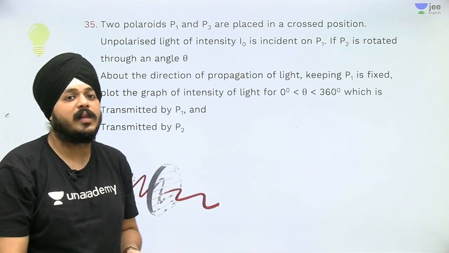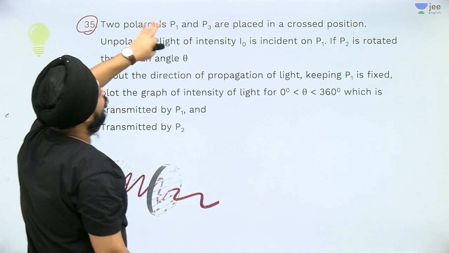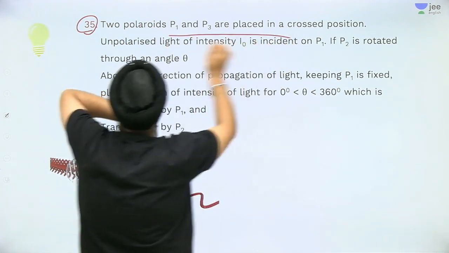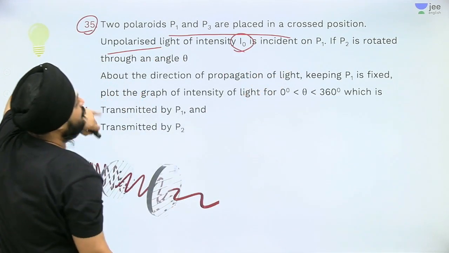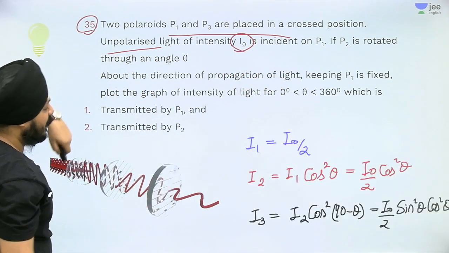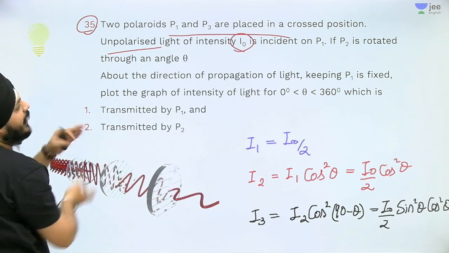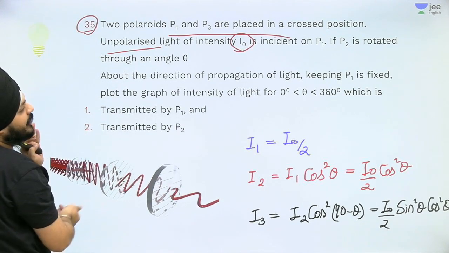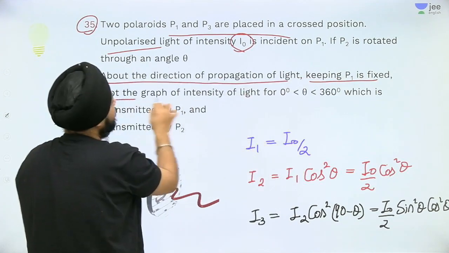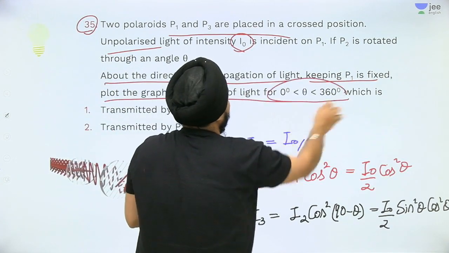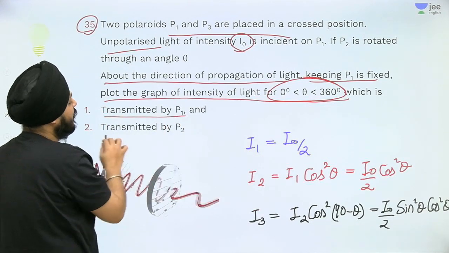So guys, this was the explanation. Okay, see, next question, number 35. Two polaroids P1 and P3 are placed in a crossed position. An unpolarized light of intensity I0 is incident on P1. Suppose two surfaces are there. If the third one, P2, is rotated through an angle theta about the direction of propagation of light, keeping P1 fixed, plot the graph of intensity of light versus angle, in which the light is transmitted by either P1 and P2.